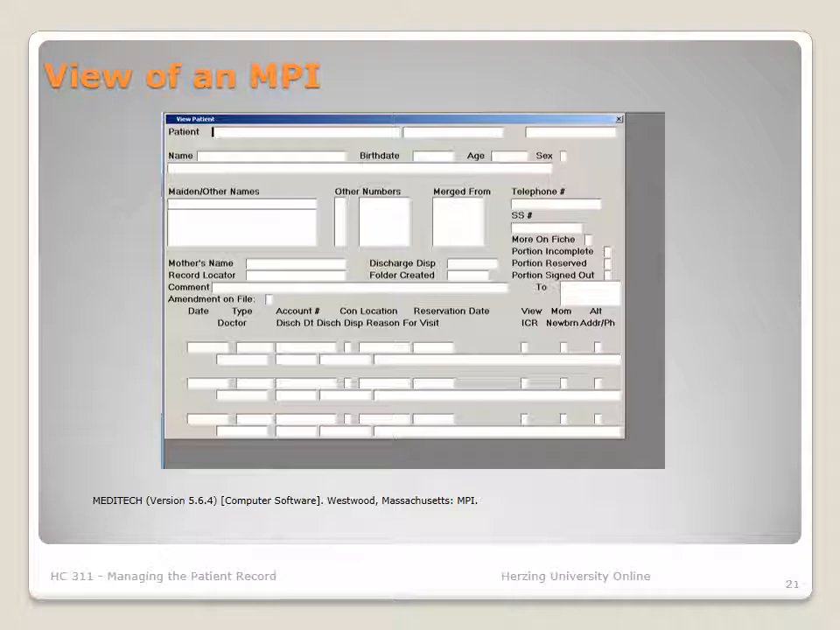This slide shows a snapshot of an actual MPI. You can see the necessary data fields that help to identify a patient. The information can be updated as necessary. The MPI in a healthcare facility is kept permanently. That means it is never destroyed. It is considered vital in a facility as well. This is how previous records are also retrieved.